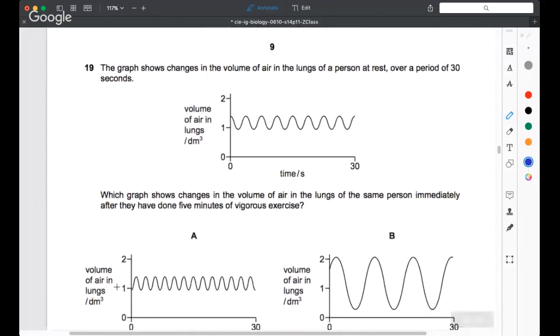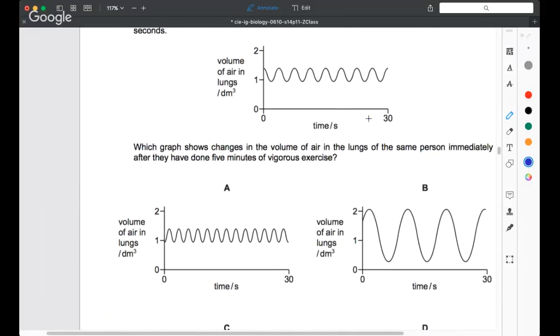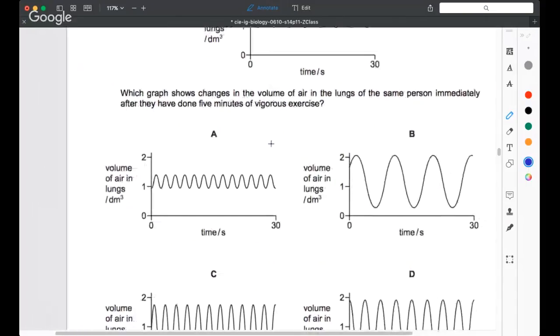The graph shows changes in the volume of air in the lungs of a person at rest over a period of 30 seconds. So we see as the person breathes in, the volume of air in the lungs increases, and as the person breathes out, the volume of air in the lungs decreases. It's nice and rhythmic, going up and down. Which graph shows the changes in volume of air in the lungs of the same person immediately after they've done 5 minutes of vigorous exercise?